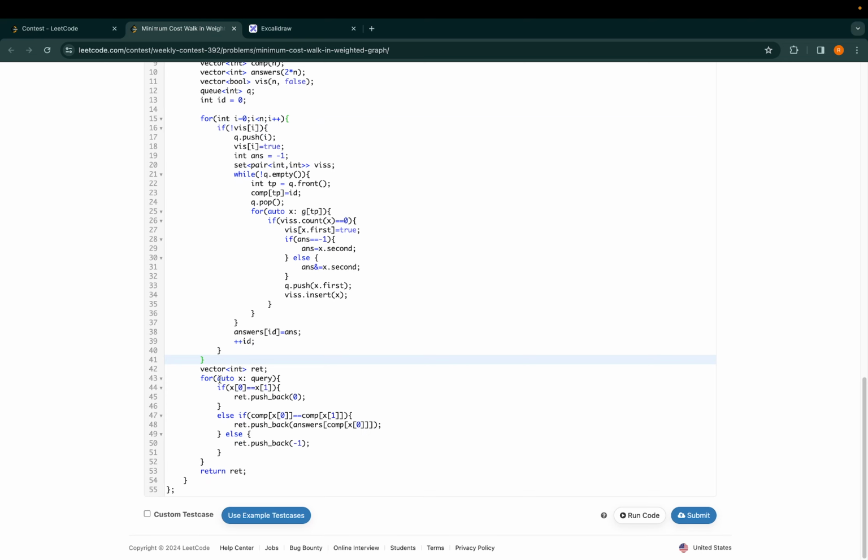And over here to return the answers, I initialize this return vector. And if the nodes in the query are the same, it's a 0 distance. Else, if their connected components are the same, that is their IDs match, right? Then just push back the answers of ID inside this return vector. Else the nodes are not reachable, and just push back -1.